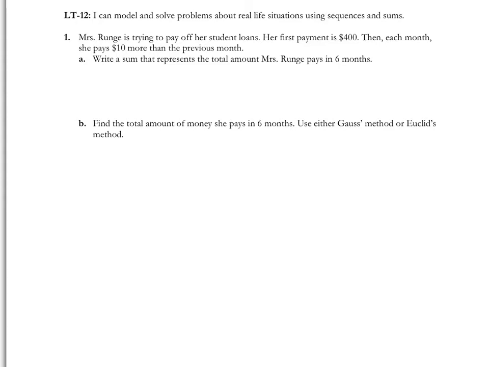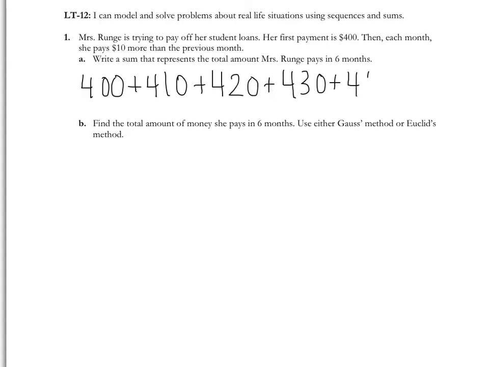So we know that the first payment is $400. And then we know that each month I pay $10 more than the previous month. So the next month I'll pay $410. The next month I'll pay $420. The next month I'll pay $430. Then $440, all the way up to $450.